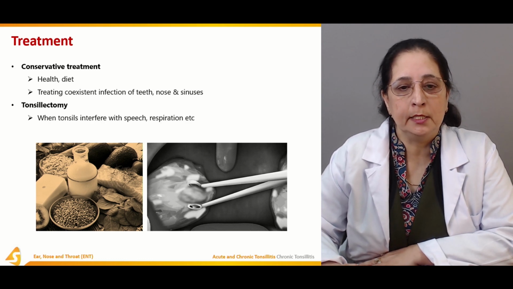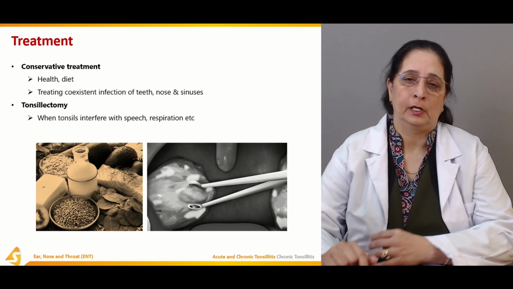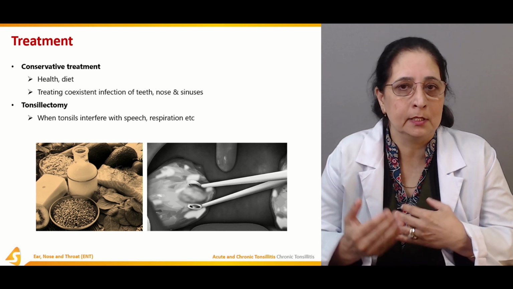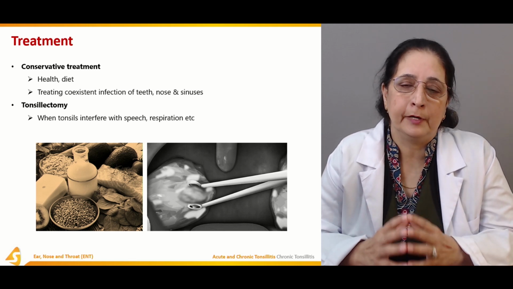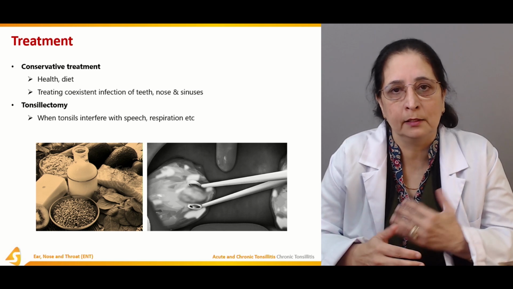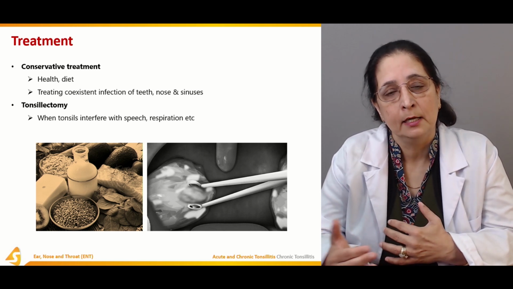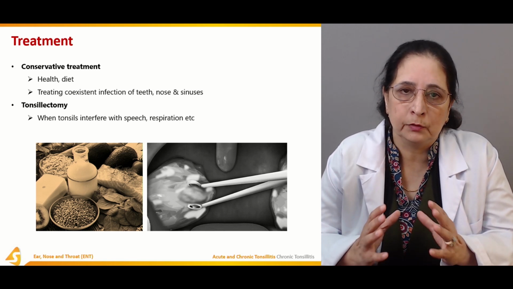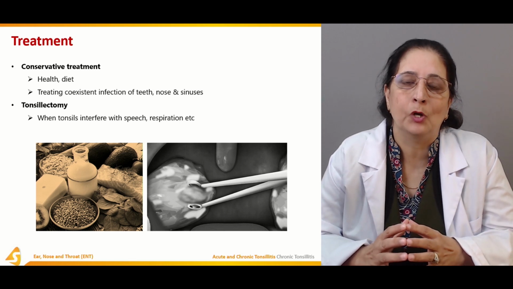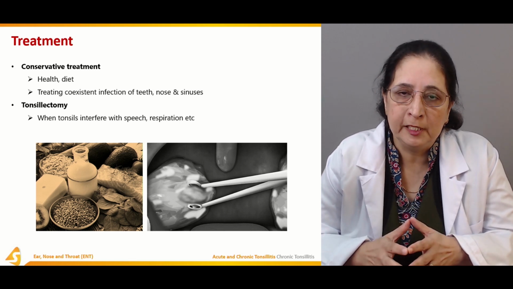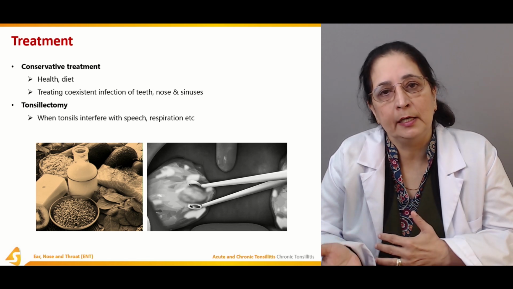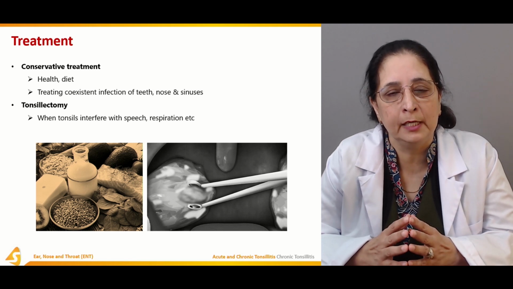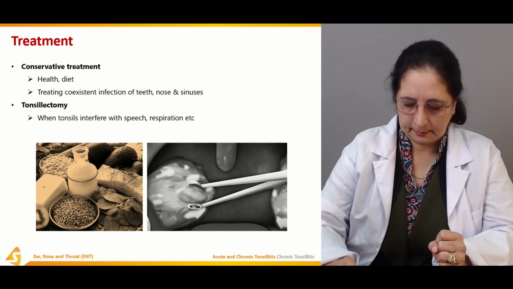Tonsillectomy is done when tonsils interfere with speech and respiration. Once chronic tonsillitis is present, or the infection is present every month for 4 or 5 consecutive days, children are missing school and people are missing work. So the ultimate treatment is tonsillectomy, removal of the tonsils, and that gives relief to the patient. So tonsillectomy is the final treatment of chronic tonsillitis.